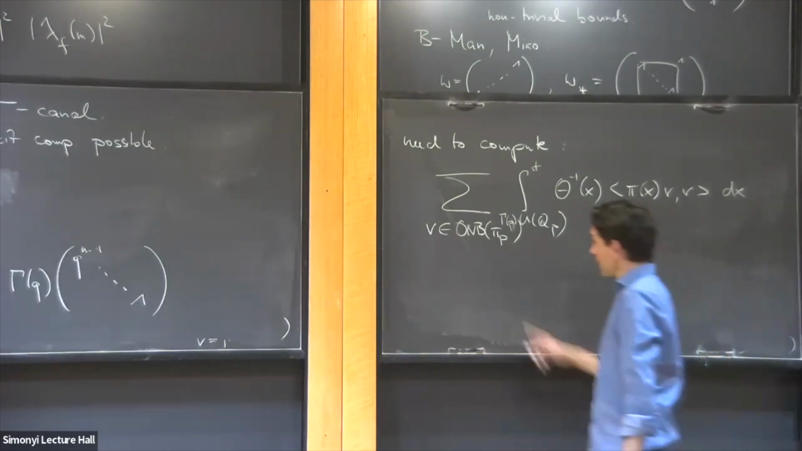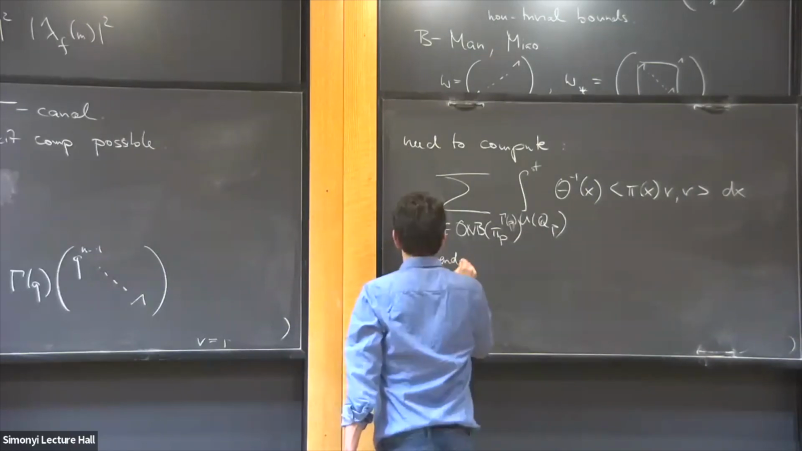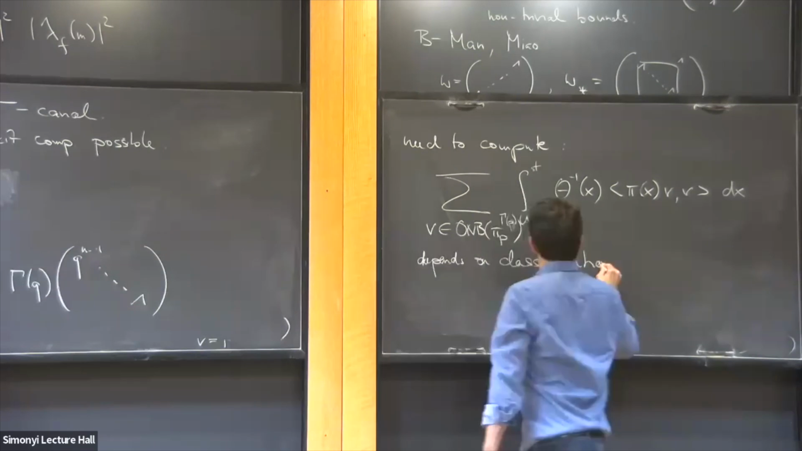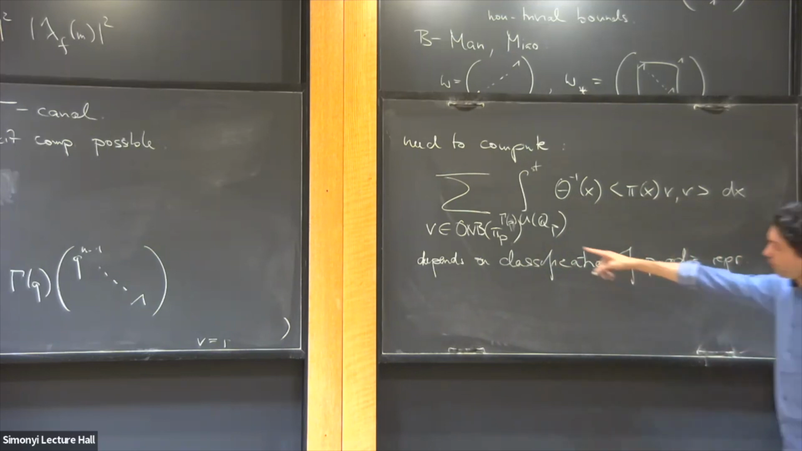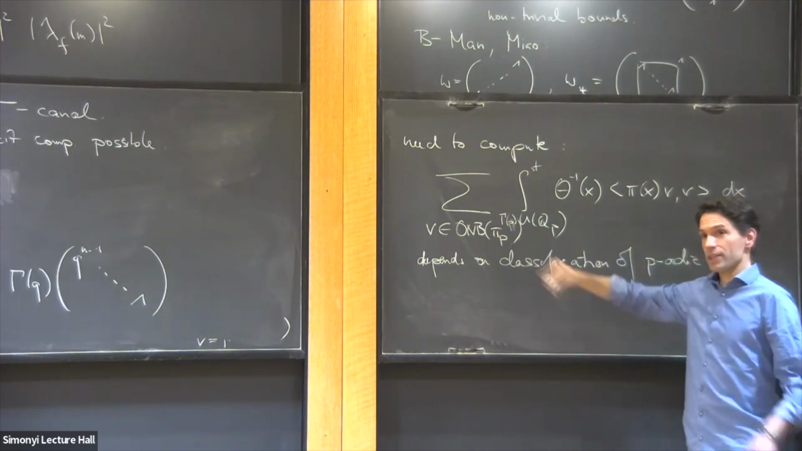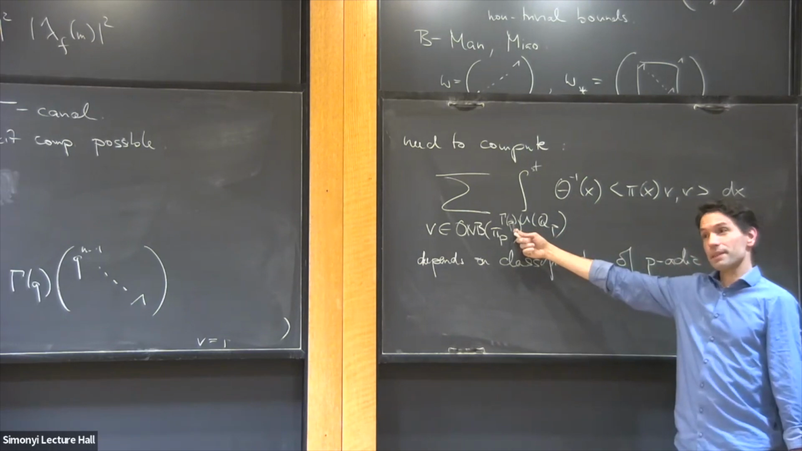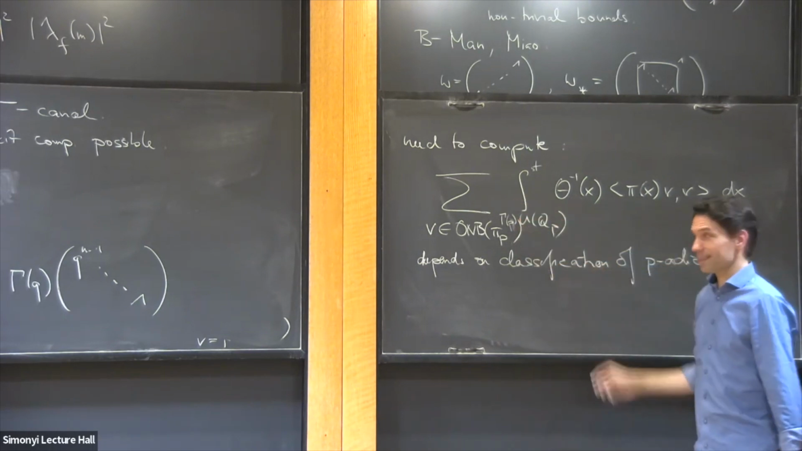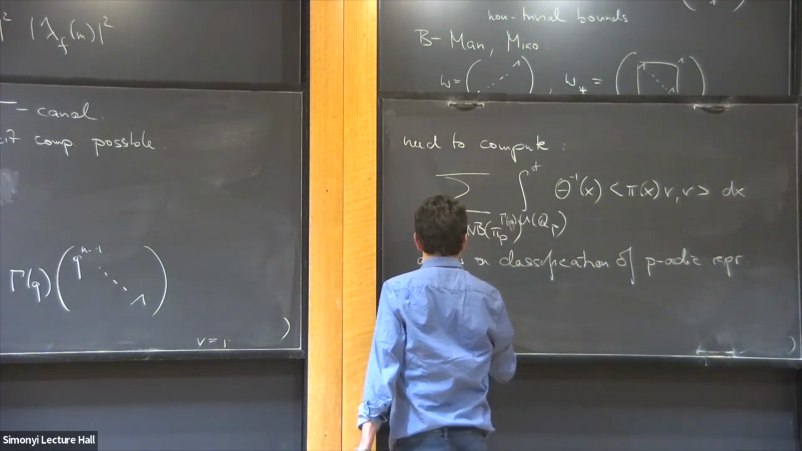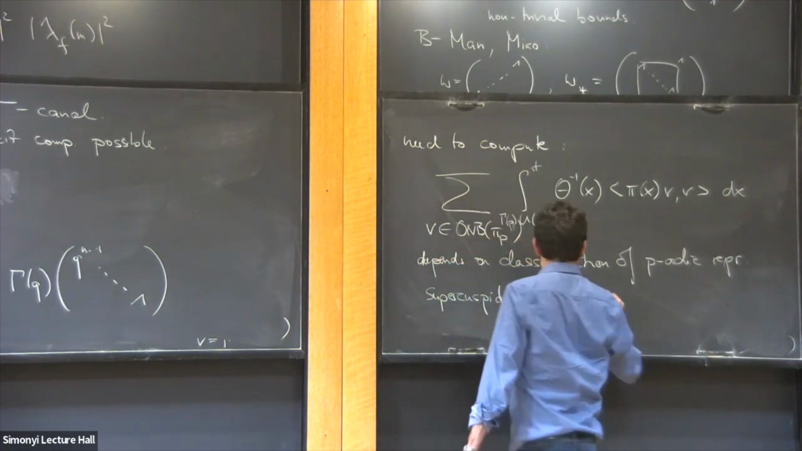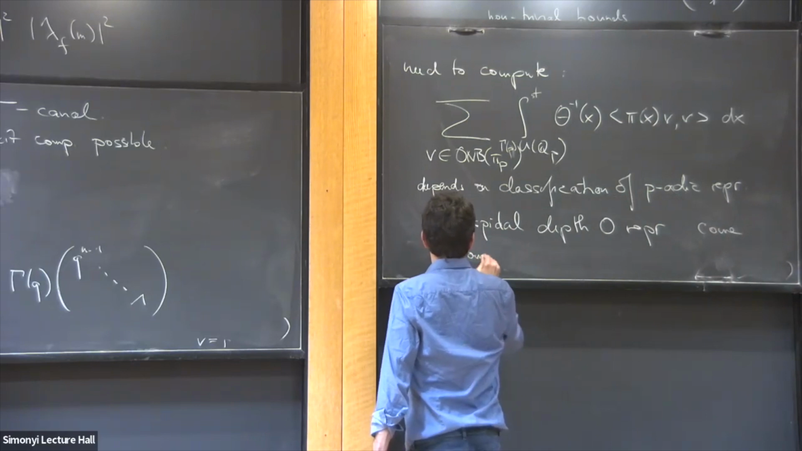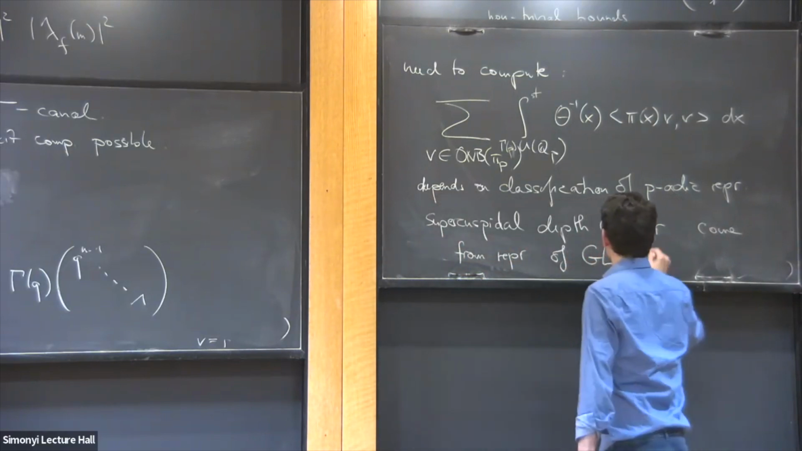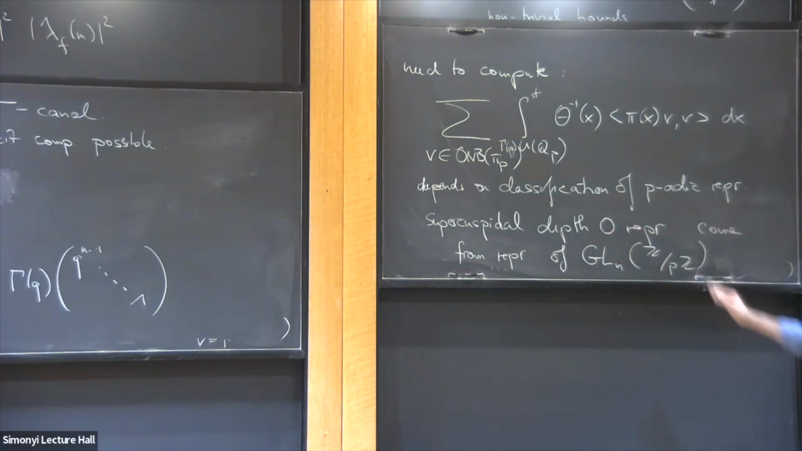And this now depends on the classification of p-adic representations. And the whole point which saves our life is that for p a prime, the supercuspidal representations, which are the building blocks, simply come from representations of GL_N over Z mod pZ. So supercuspidal depth 0 representations can be parametrized. They come from representations of GL_N over a finite field, Z mod pZ. And this is fairly well understood, and you can actually compute this explicitly if you work hard enough. And the rest is an induction process.